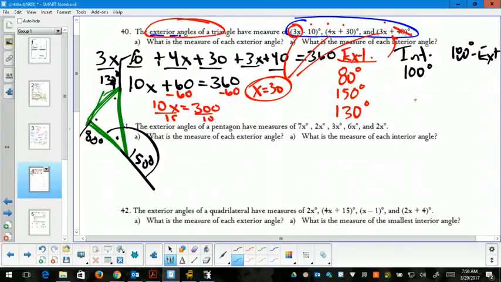180 minus 150 is 30. And 180 minus 130 is 50. These add to 180 degrees inside a triangle, just like they should. How did what?